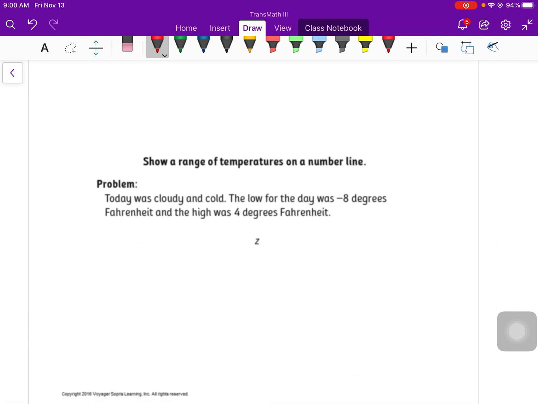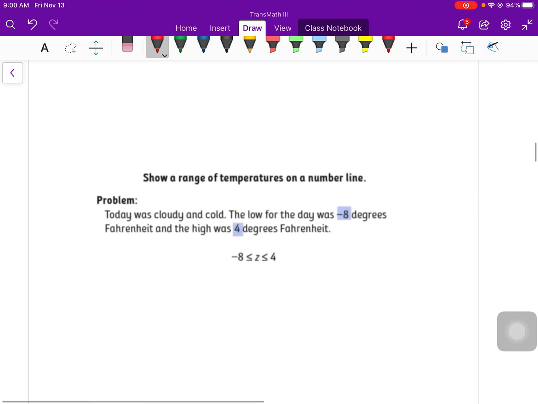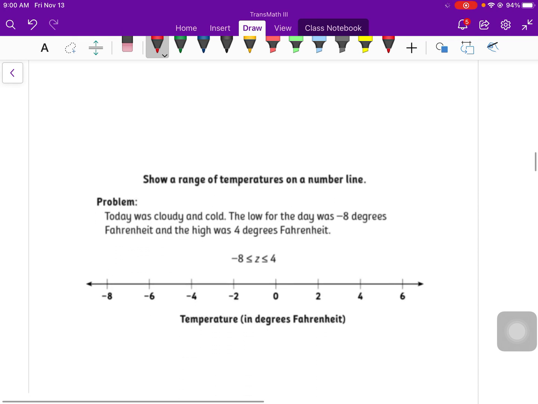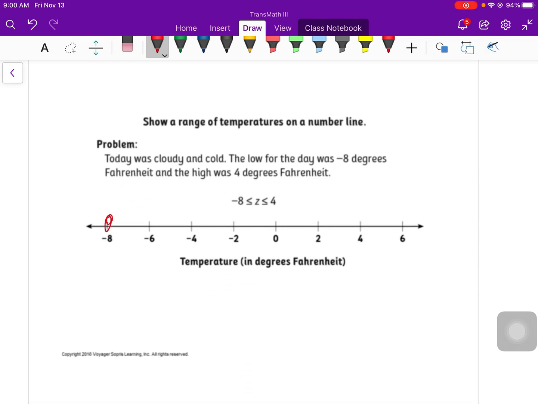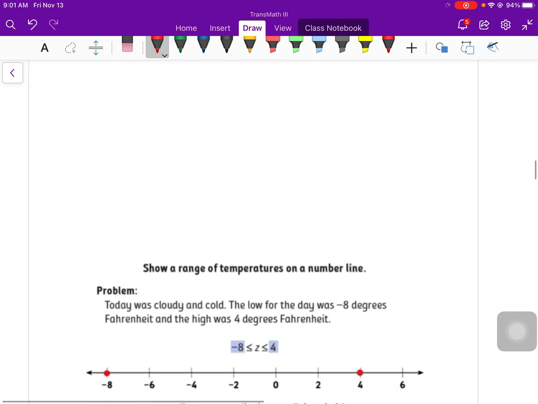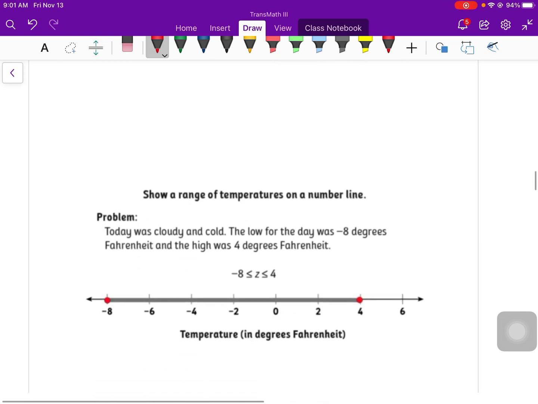All right, so we define our variable. We should say z equals the temp. They picked z, pick whatever letter you want to. And they said, okay, it was -8. That was the smallest, so we have a less than or equal to. -8 is less than or equal to our variable. And it was 4, so it's less than or equal to 4 because it actually did end up being 4. So previously, all we would have done is closed circle at -8, closed circle at +4, and then since the variable is between, we connect the dots. That's a compound inequality. Now we're going to go a step further.